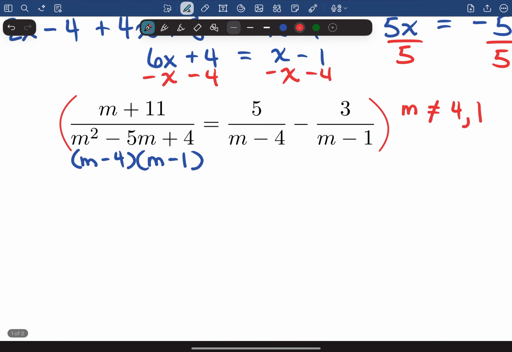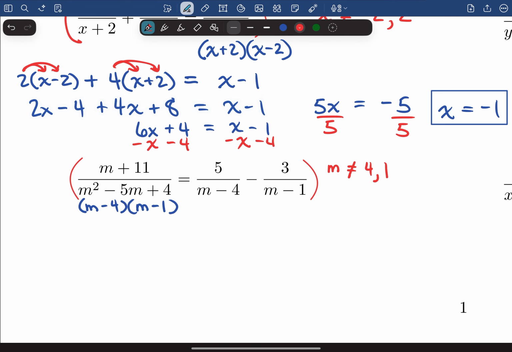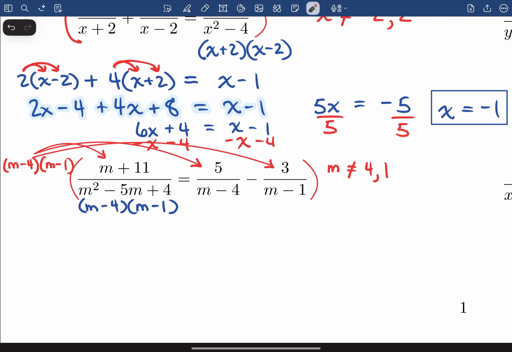by the LCD. The least common denominator is m minus 4 times m minus 1. These were all the factors in the denominators. And I'm going to multiply it to all of the rational expressions in the equation. You see? All the terms in the equation. Now, proceeding forward, I'm going to write the result of this.